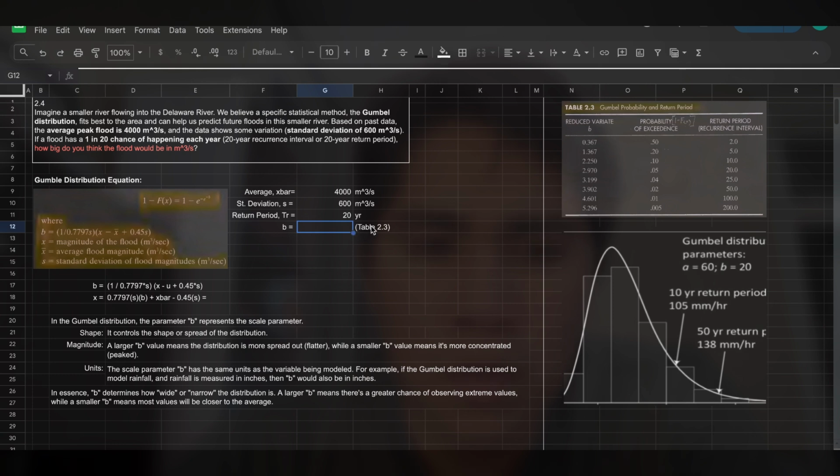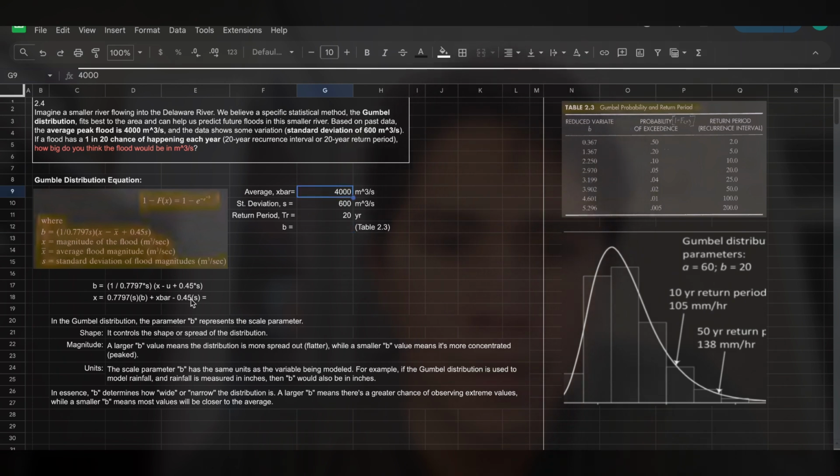So according to what we solve for, if we use the Gumbel equation, we want to know how big the flood will be. So we need to know the magnitude of the flood, which is x in the equation. So this is the equation. Solving for x, we get this. So we need values for the standard deviation, b that we'll find in the table, and the average, which will be x bar.